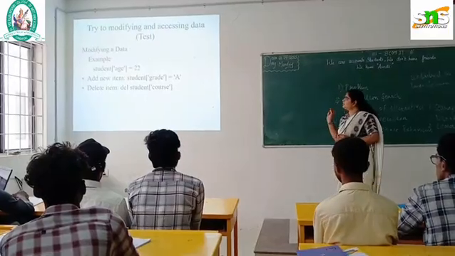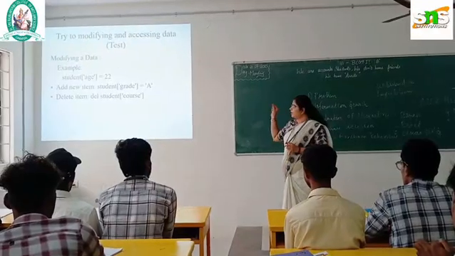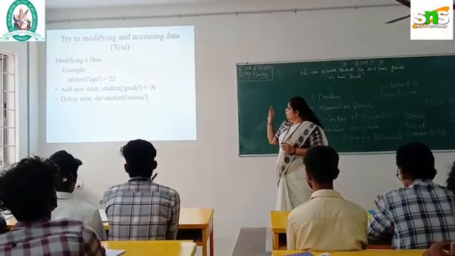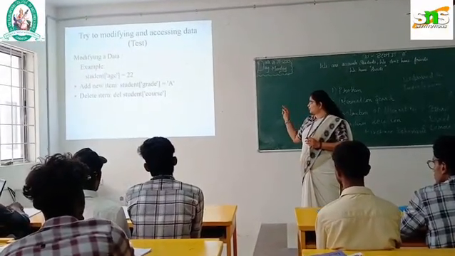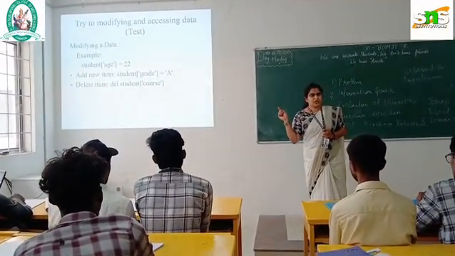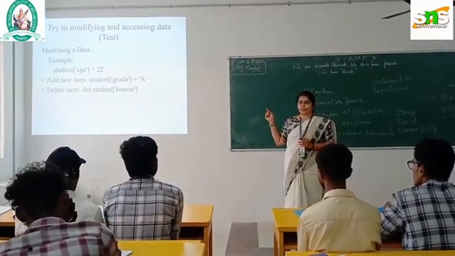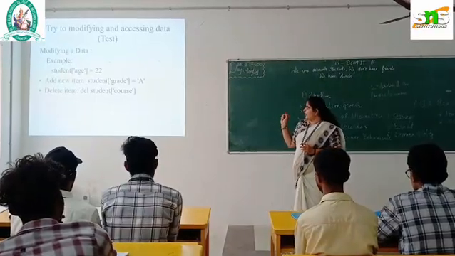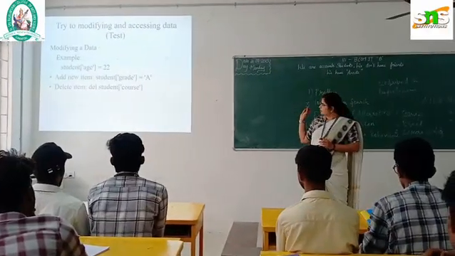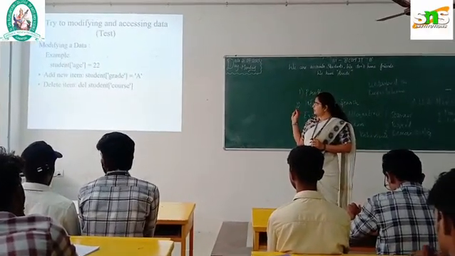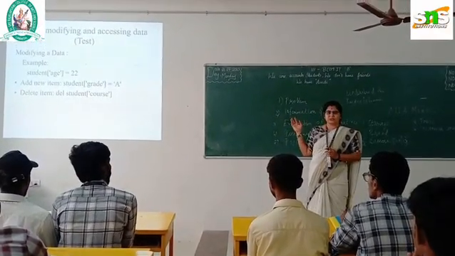How to modify and access the data? This is a test statement which we are doing on a particular dictionary. Modifying the data here, for example, we set student age to 22. Previously we put 21, now we are going to change it to 22. Next thing is to add a new item in the student variable, that is grade, that is A. Then if you want to delete an item in the student dictionary, delete student course.